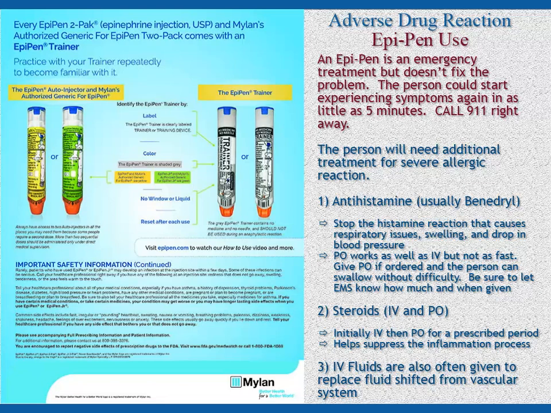2. Steroids, IV and PO. Steroids are initially given IV, then the doctor may prescribe an oral steroid like prednisone for a period of time after the reaction. This varies with the severity of the reaction. The steroids help suppress the inflammatory process and help the symptoms from recurring. 3. IV fluids are also given to replace fluid that has shifted from the vascular system.